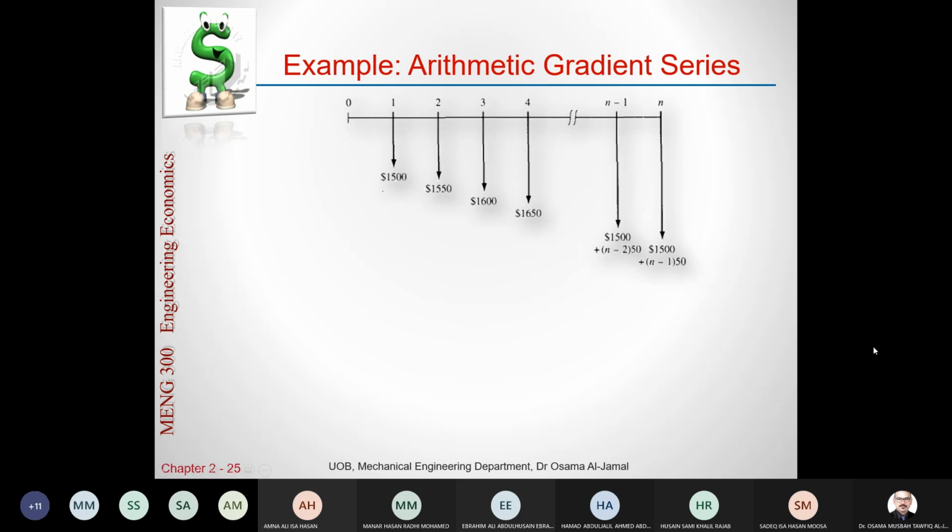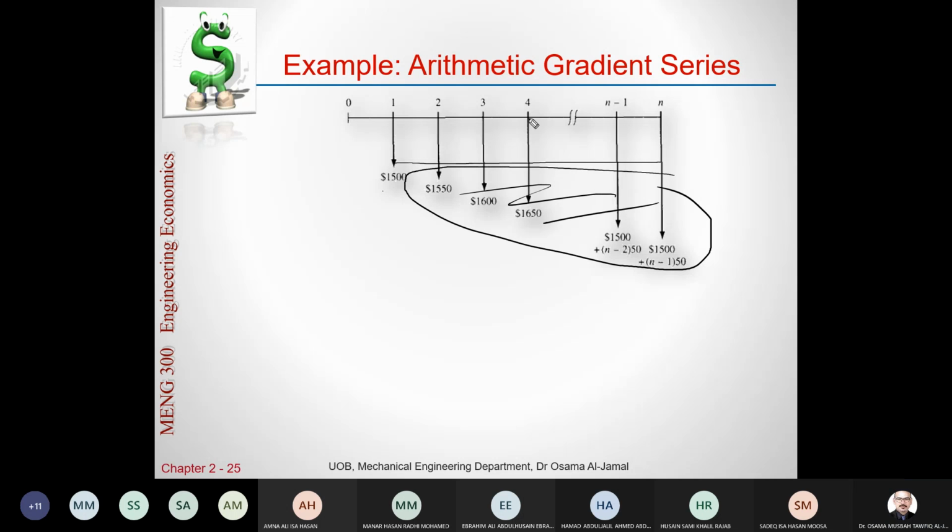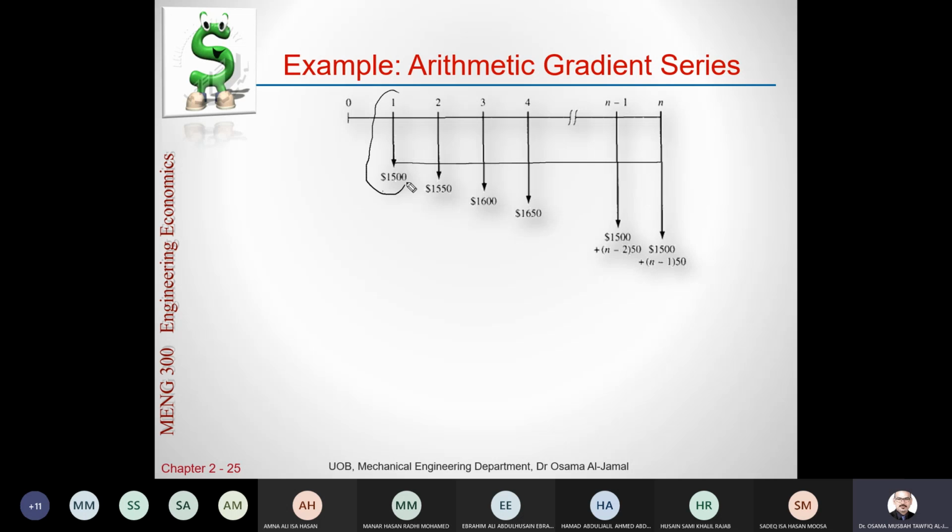Consider this example now. The first cash flow is 1,500. Just draw a line. Even if you hide all those, what are you going to have? Just an annuity. How much is that annuity? With the first cash flow, we have A equal to 1,500. The second part.